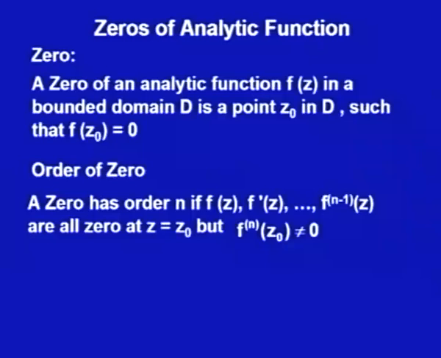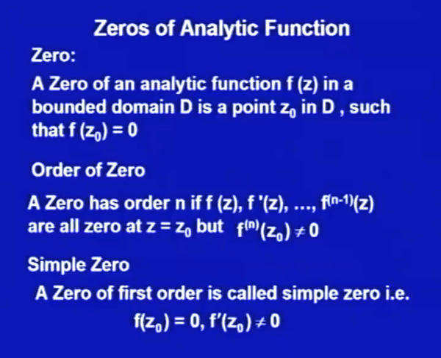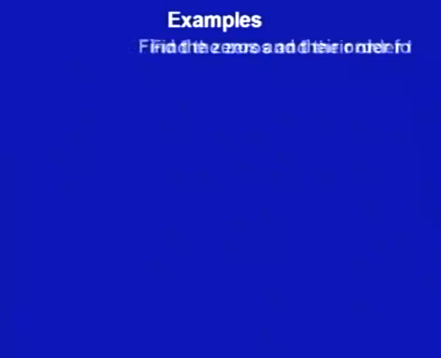A zero of order 1 is called a simple zero. So, a zero of first order is called a simple zero, that is, where z naught would be called a simple zero if f(z naught) is 0, but f dash at z naught is not 0. Let us see some examples.